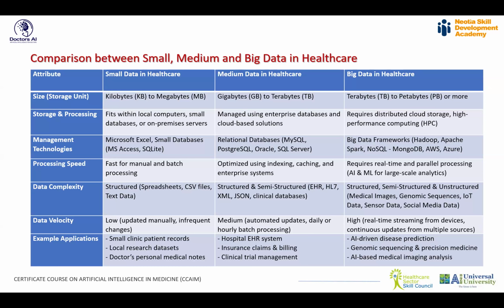So we use Hadoop, Apache Spark, NoSQL, MongoDB, AWS, Azure. These are the big data technology frameworks that we use to manage large data, which has all the V's or a few of the V's active. And for processing speed, it requires real-time and parallel processing, for AI, ML or large-scale analytics applications.